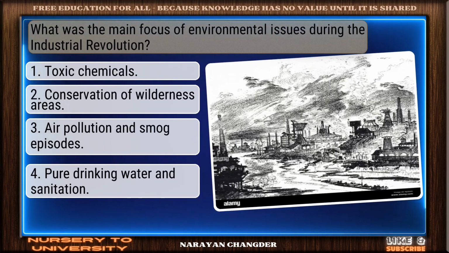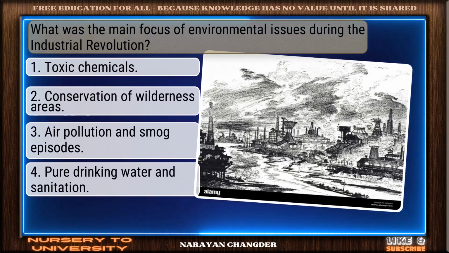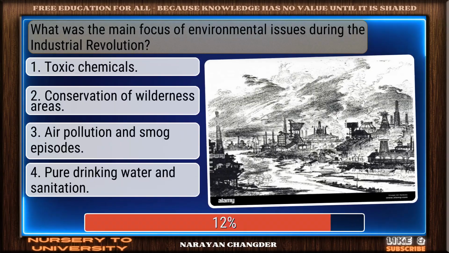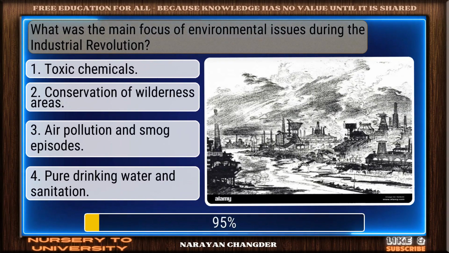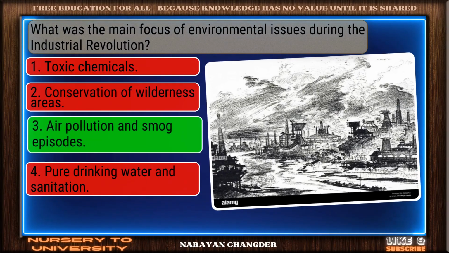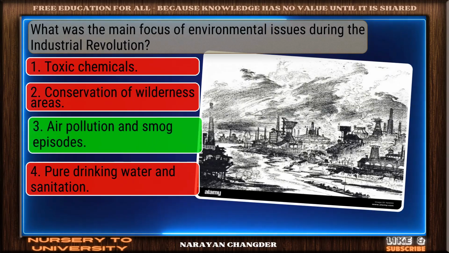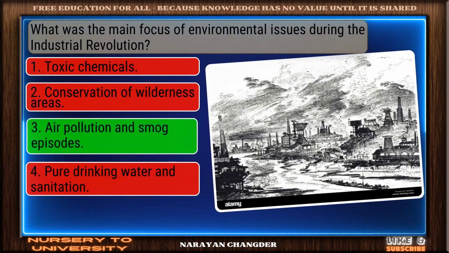What was the main focus of environmental issues during the Industrial Revolution? Perfect. Air pollution and smog episodes is the correct choice.